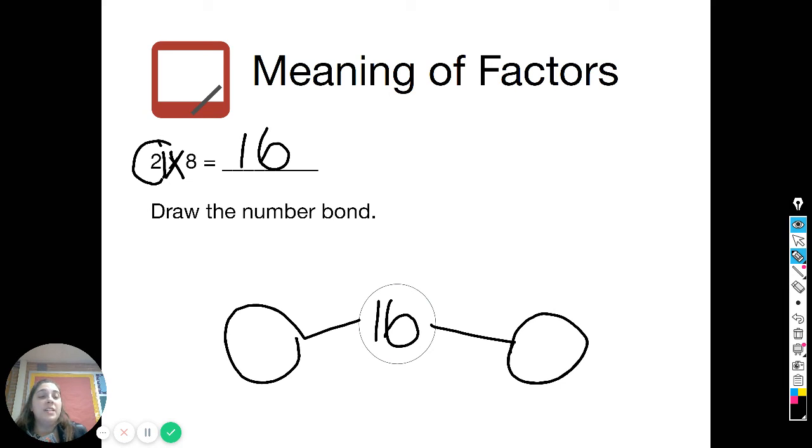Now we know that the size of the group is 8. The first number is always the number of groups, and the second number is always the size of the group. So we know the size of each piece of the number bond is 8. So in this piece, I'm going to draw 8. And in this piece, I'm going to draw 8. Okay. Awesome.